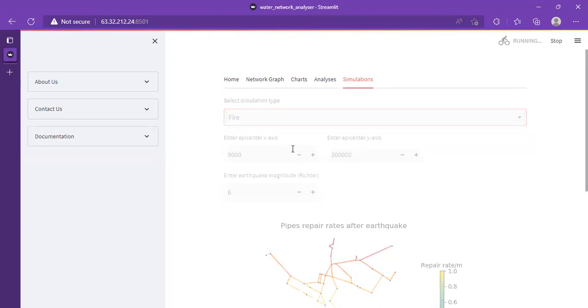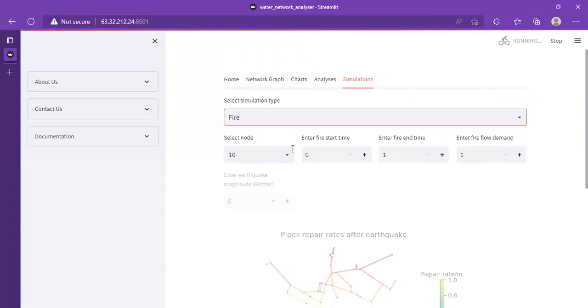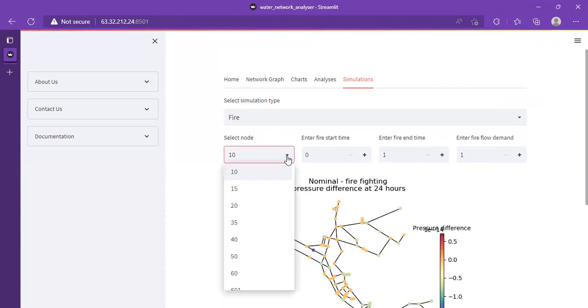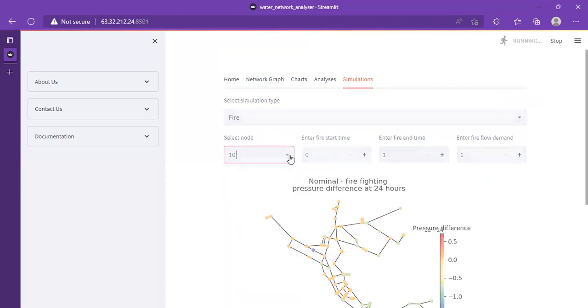So we can also simulate fire. When fire happens, firefighters do fight the fire using water from the water network distribution system. So in doing that, since they demand a lot of water in a short period of time, the overall pressure of the network will drop. So in order to simulate this type of problem using water network analyzer, all you need to do is to enter the node that is used in fighting the fire.